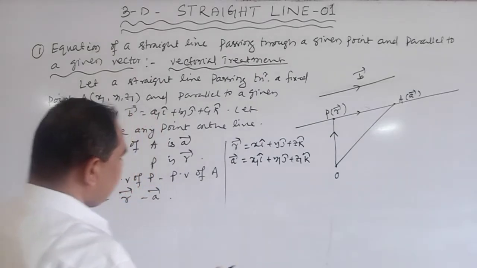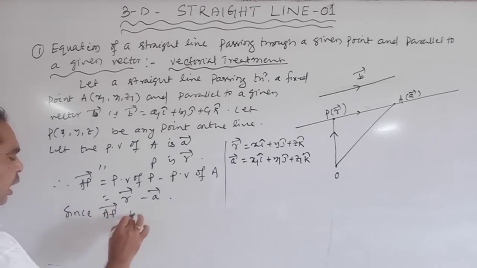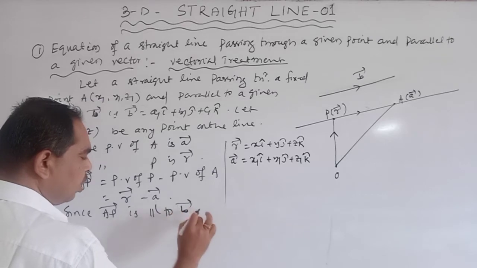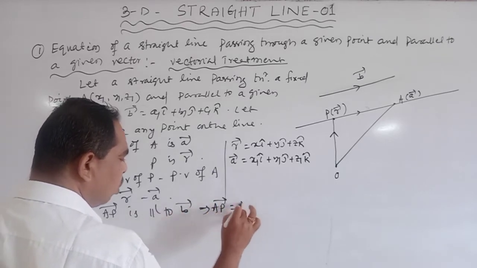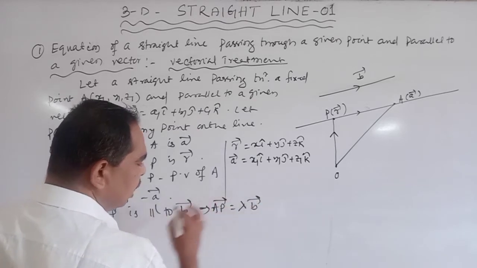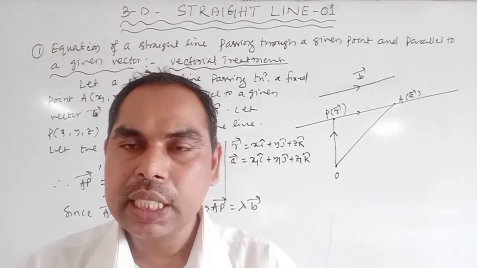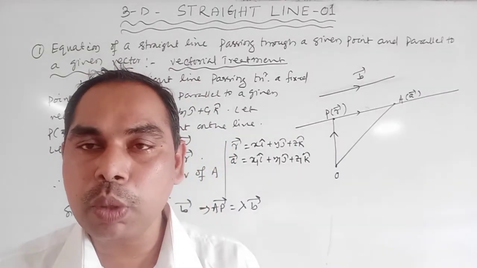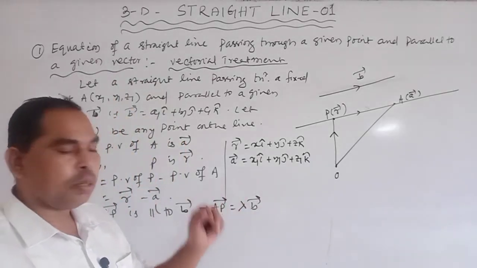Since AP vector is parallel to B vector, this implies AP vector is equal to some constant times B vector. Suppose two vectors are parallel, then one vector can be expressed as a scalar multiple of the other vector. Therefore AP vector is equal to lambda times B vector.